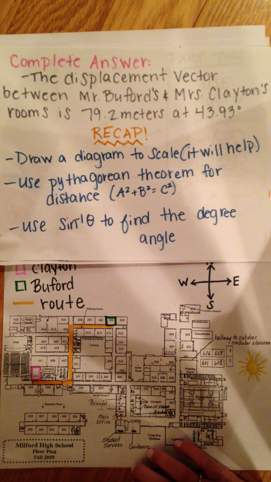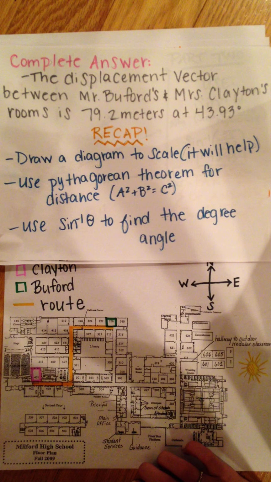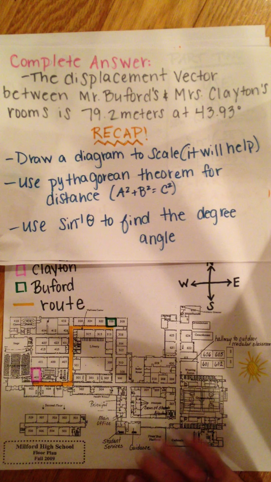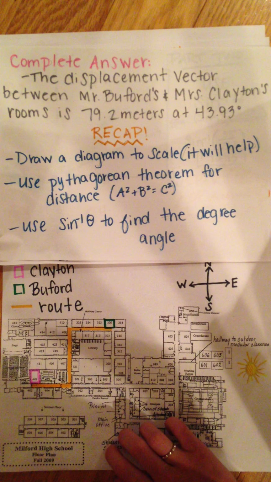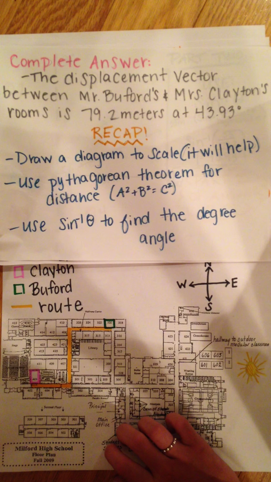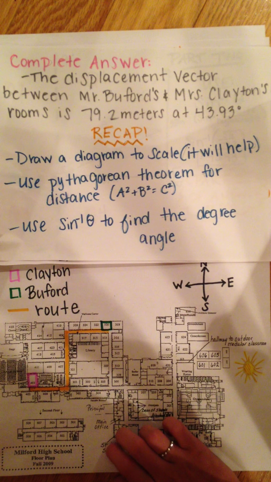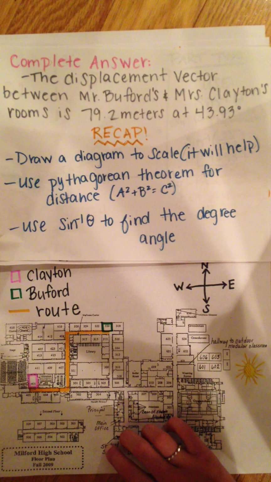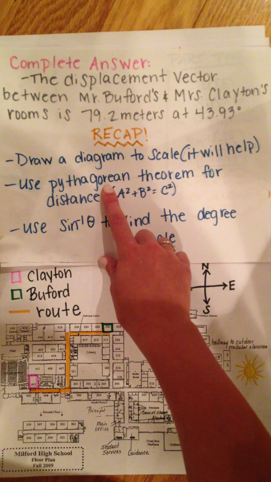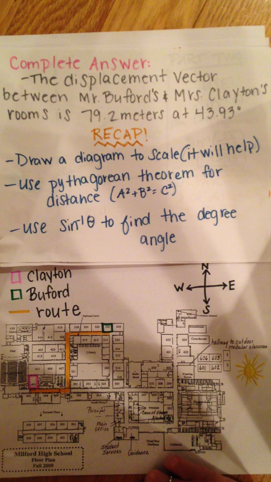So just to recap and make sure that you guys get the main points, you want to use summation if you need to make it a little bit easier on yourself. And you can draw a diagram to scale, because it definitely will help you figure out which measurements you need to find and what you want to do. And then you can use the Pythagorean theorem to find the distance or the hypotenuse or the displacement vector, whatever you want to call it. And then use the inverse sine using the answer that you got with the Pythagorean theorem to find the degree angle that same hypotenuse is traveling in.